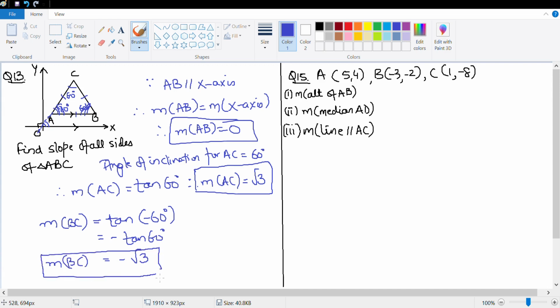Let's read what they want me to calculate in the question. They say find the slope of all three sides. So this is the slope of side 1, side 2 and side 3. Let's look at the next question.